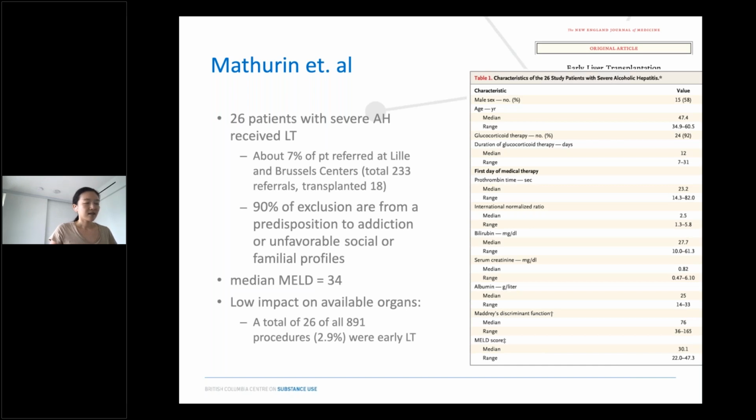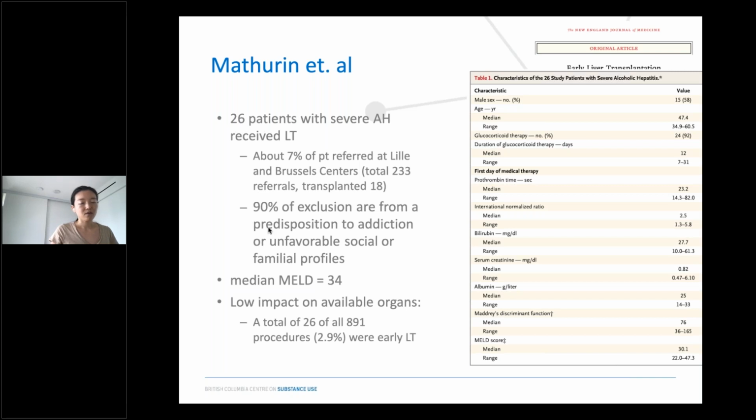The way that the study went was that 26 patients received liver transplantation. I couldn't quite tell from the paper exactly how many patients were referred, but 2 centers did report their total number of referrals. So it was the Lille and Brussels centers. In there, they had 230 referrals, and they transplanted 18 out of these referrals. So that's only about 7%.